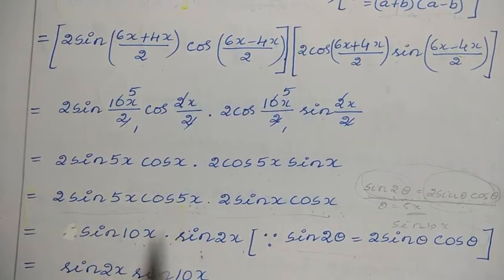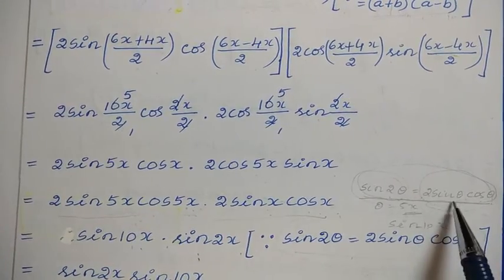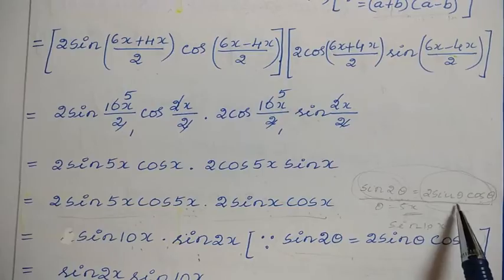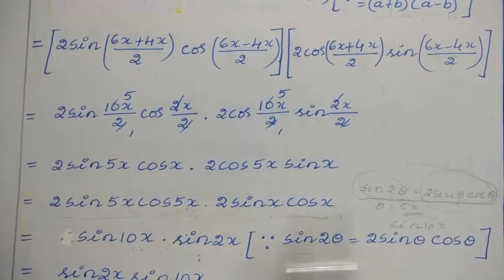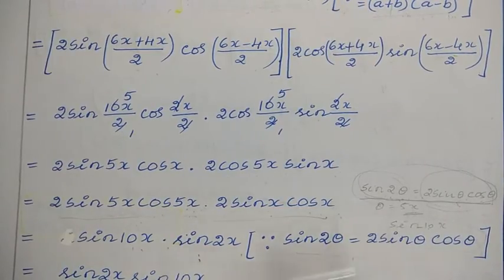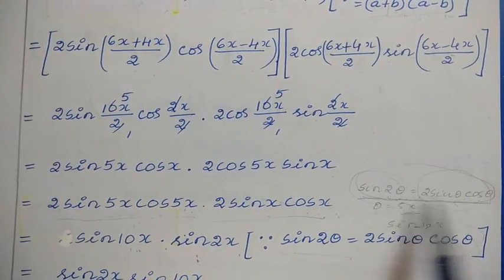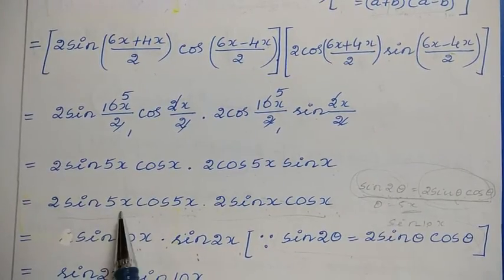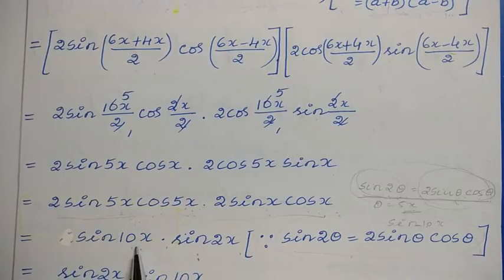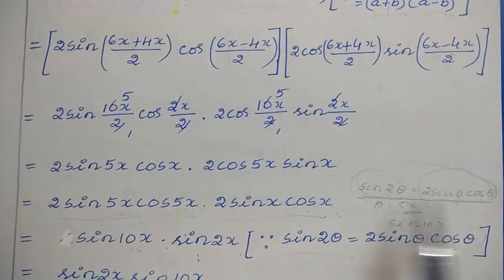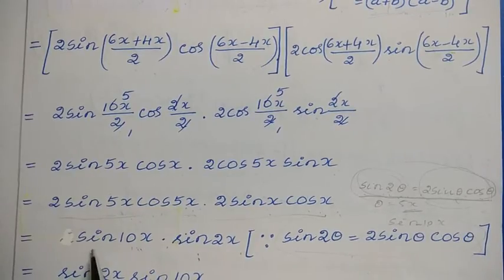First let us apply the formula to this one. You can observe that we have 2 sine theta into cos theta, which gives the right hand side. So now we have to write the left hand side as the answer. If you have theta, then this becomes 2 theta, double of this. In this case theta is 5x, so this becomes 10x, double of this. So we get the answer sine 10x.